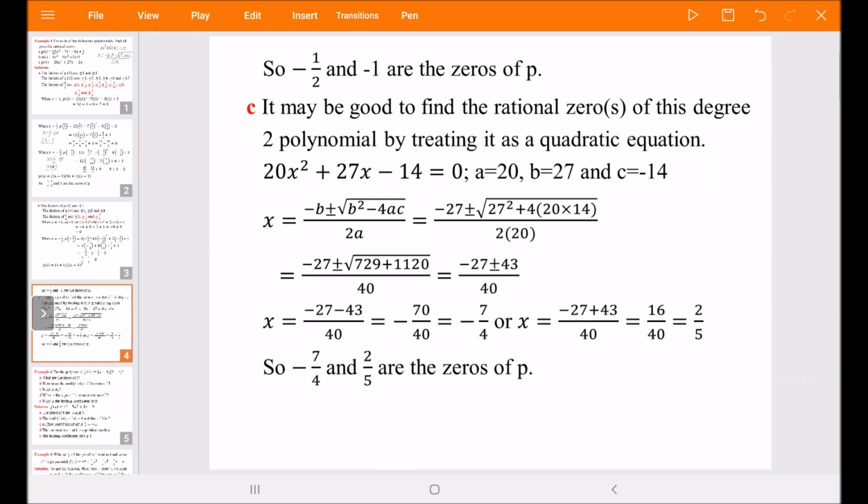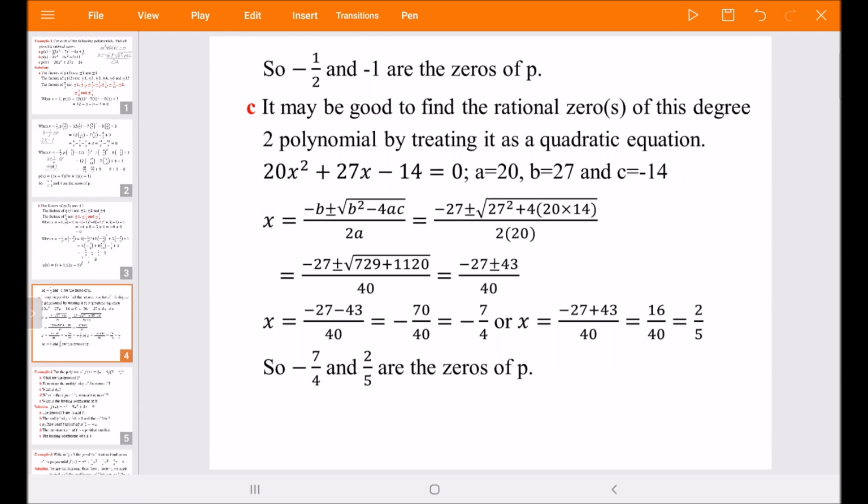So it may be good to find the rational zero or zeros of this degree 2 polynomial by treating it as a quadratic equation. 20x squared plus 27x minus 14 equal to 0. A is 20, B is 27, C is minus 14. So in this quadratic formula, we substitute A by 20, B by 27, C by minus 14.